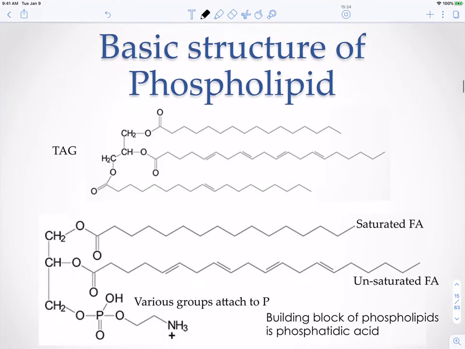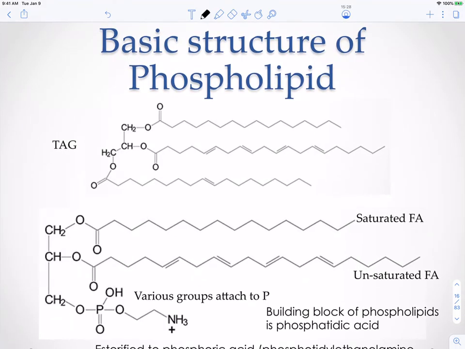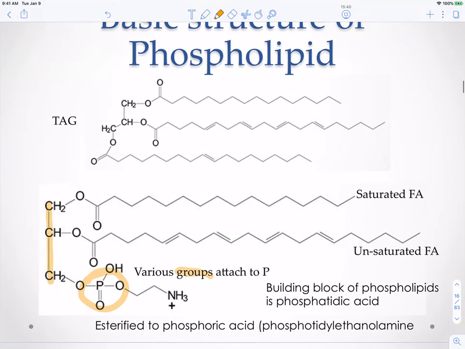Now our phospholipids are going to have that same backbone, those same carbons, but our phospholipids can have a phosphate group, and you can have various groups attached to that phosphate group. You can make phosphatidylcholine, phosphatidylethanolamine, etc. And the building block of all the phospholipids is phosphatidic acid, which is just your three carbon glycerol backbone, with a phosphate group on that third carbon, and that will be phosphatidic acid. And then from phosphatidic acid, you can grow a lot of things.